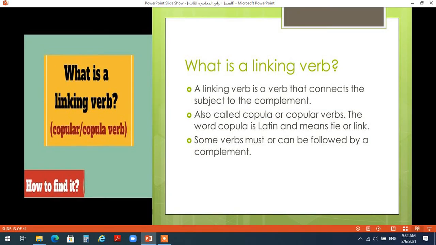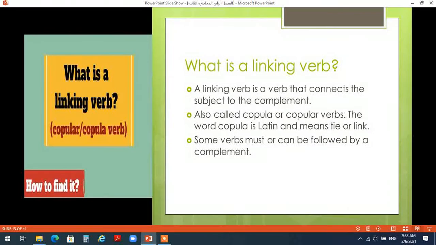نأتي الآن إلى النوع الثالث من أنواع الأفعال واللي أطلقنا عليه اسم linking verb or copula verb. So what is a linking verb? It is a verb that connects the subject to the complement. إذن وظيفة الفعل الرابط هو ربط فاعل الجملة بالcomplement بالوصف أو المعلومة الإضافية التي تعود على الفاعل.